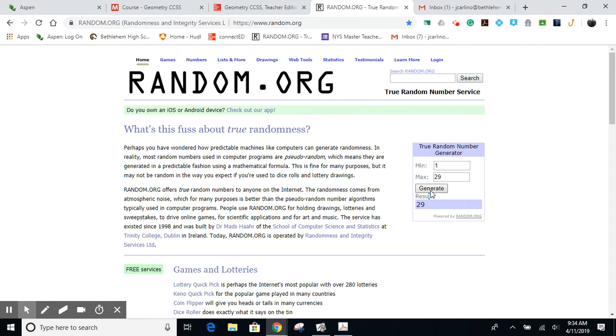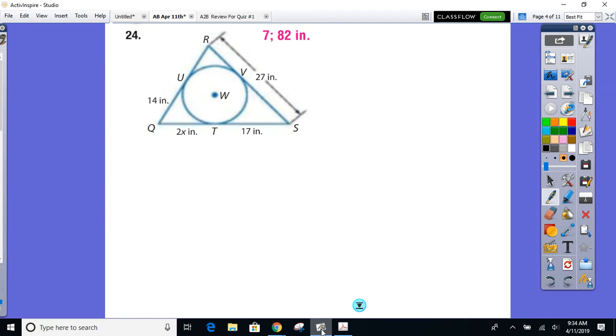All right, let me open this up. Name two segments that are congruent on my diagram. These two? Are they drawn to the same point, though? I need two that are drawn to the same point. They meet at the same point.